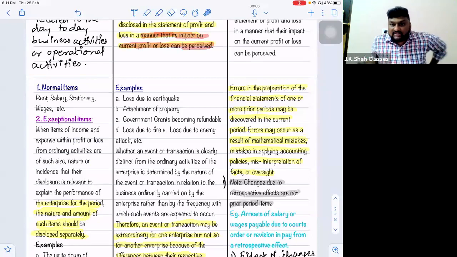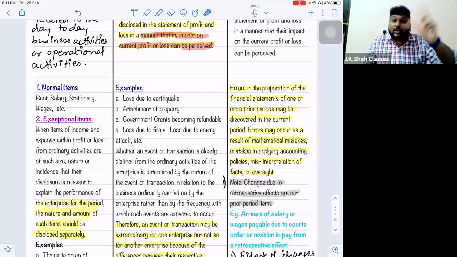See, if I have sold scrap for 500 rupees, it is immaterial for my enterprise. But if I have sold scrap worth 50 lakh rupees, then it becomes heavily material. Material because of its size. Size is nothing but amount. Nature means the quality of the transaction. So both conditions, nature and size, should be satisfied for anyone.